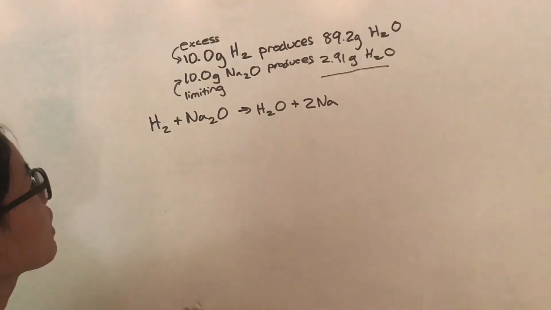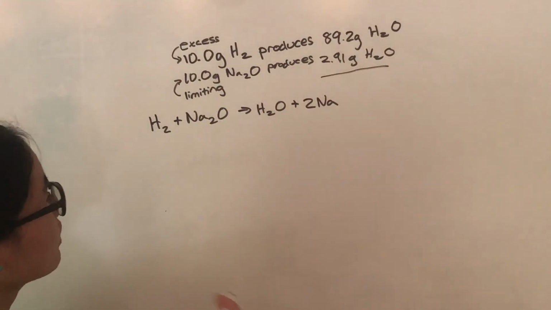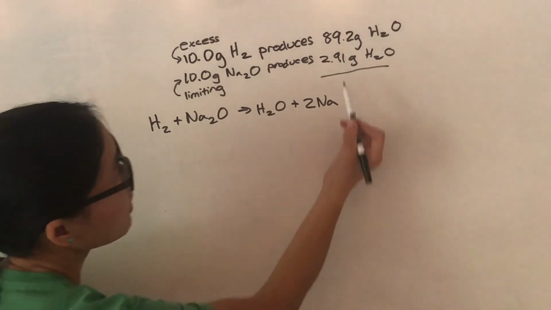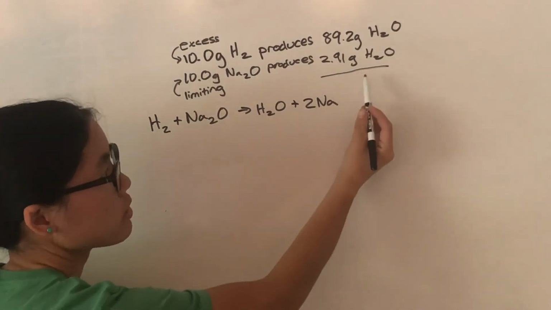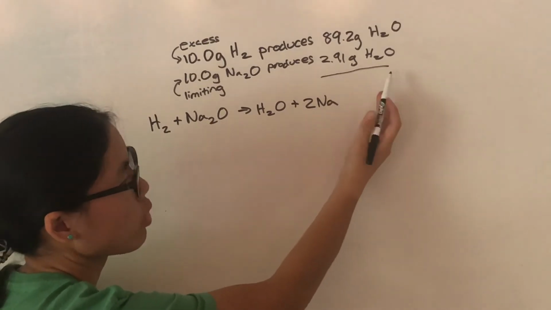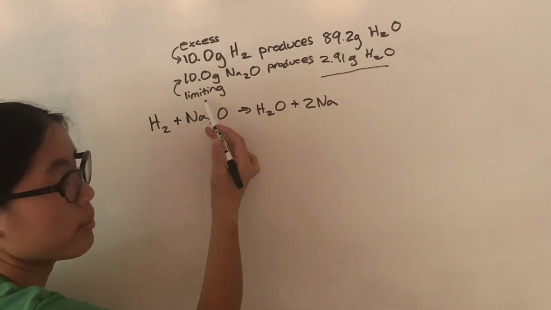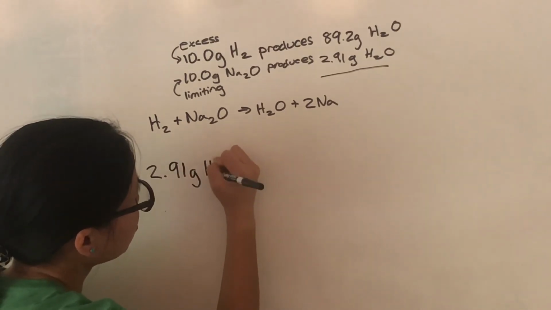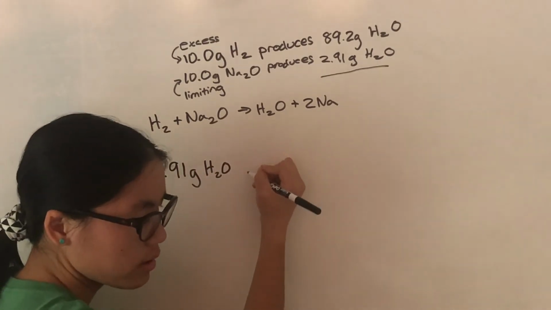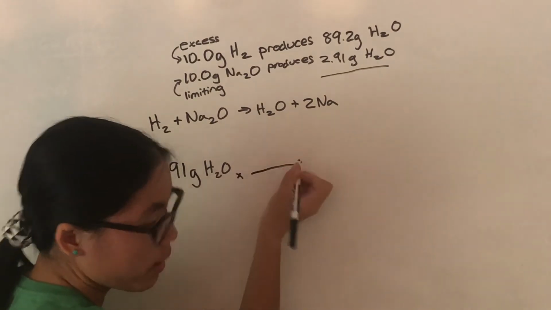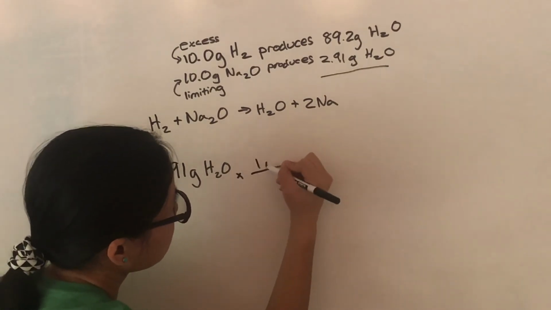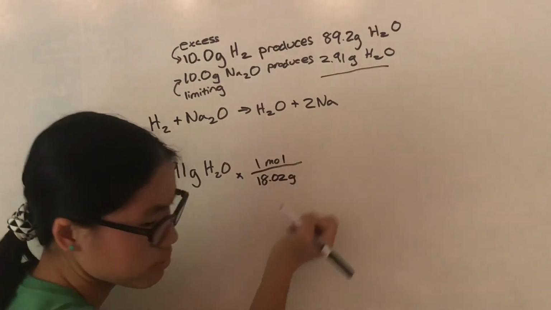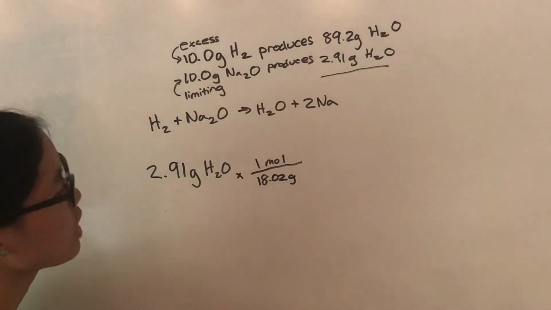So once the limiting and excess reactants have been identified, we can figure out how much excess is left. So we can take 2.91 grams of H2O, because that's the total amount made. You can't make any more of that due to the limiting reactant. You can write that down, 2.91 grams of H2O. And then you can multiply that by the molar mass of H2O, which is 18.02 grams. And then you want to use the molar ratio.